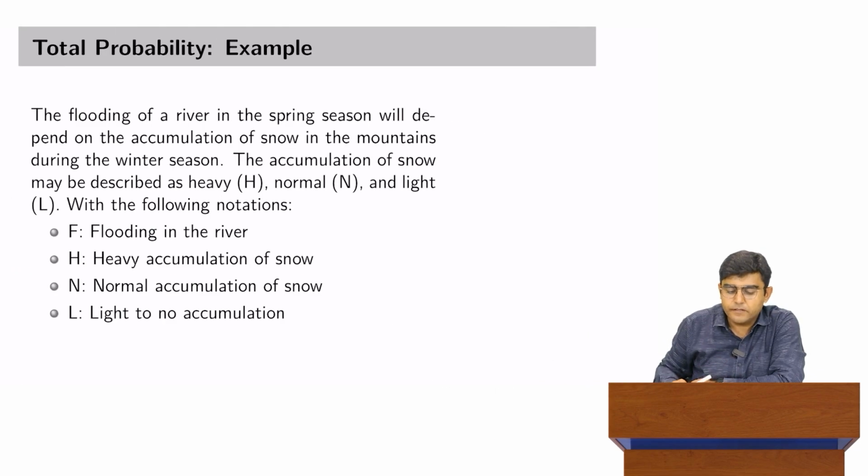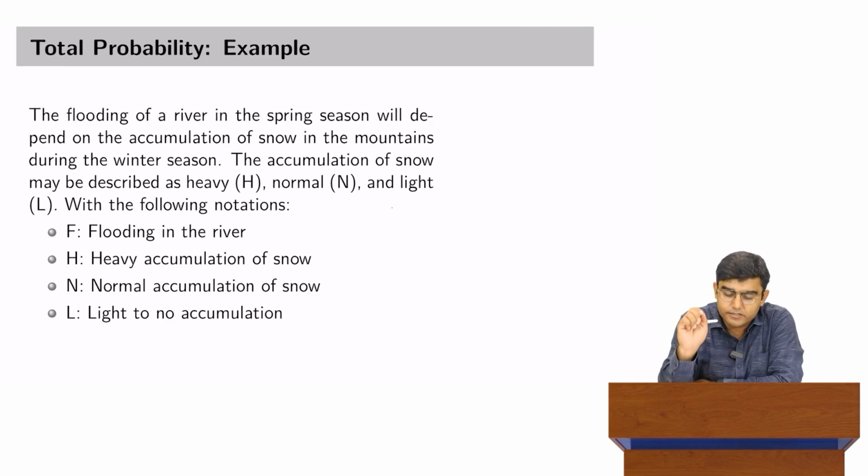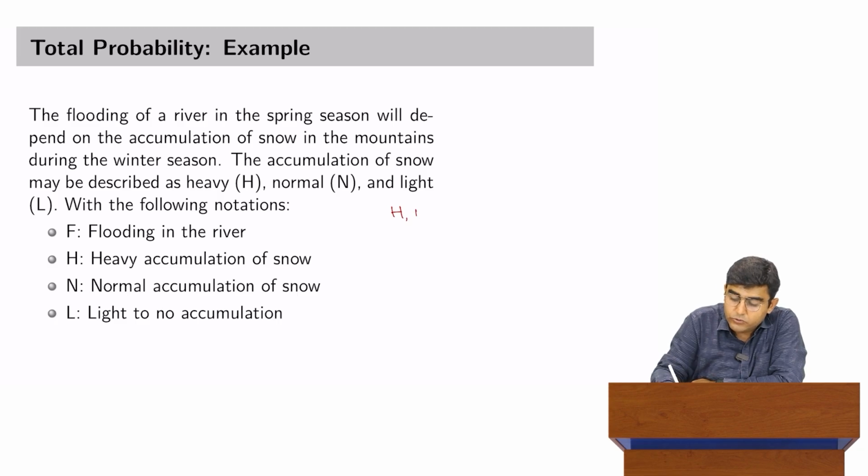To reinforce this concept, let us look into a very simple example, which is, again, on flooding. That is, the flooding on the river in a spring season will depend on accumulation of snow in the mountains during winter season. Now this accumulation of snow could be heavy, represented by H, it could be normal, represented by N, or it could be light, represented by L. Now either it is heavy or normal or low.